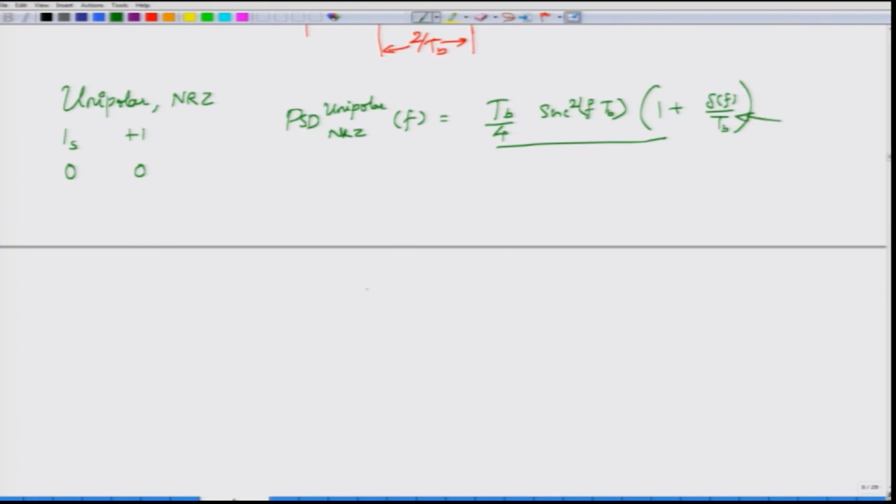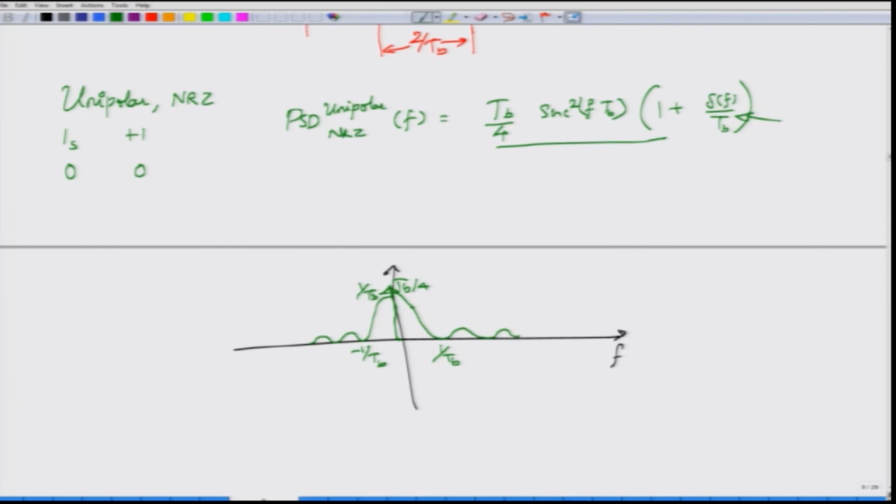So, if you were to sketch that, you would see the sketch go something like this. This is F and you are looking at the PSD. So, you have an amplitude of TB by 4, which goes to 0 at 1 by TB, and then similarly a symmetric one at -1 by TB, and so on. In addition to this, there is a delta function. The amplitude of the delta function is given by 1 by TB. So, this is a delta function that exists for the unipolar NRZ format.